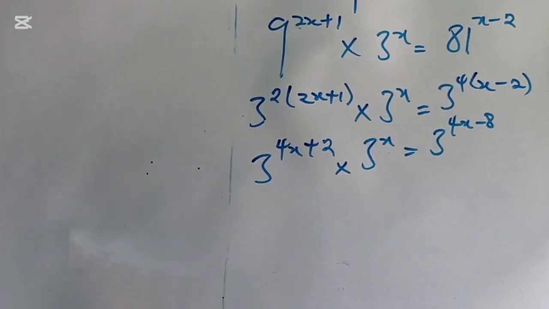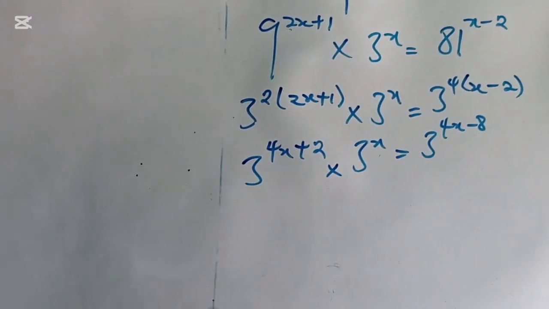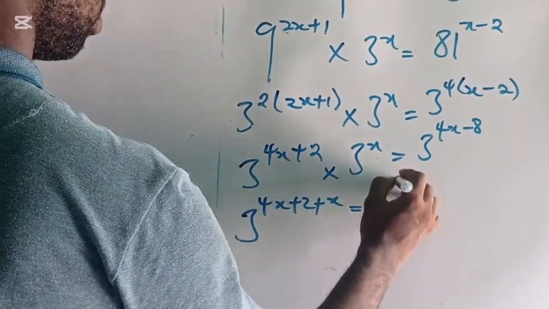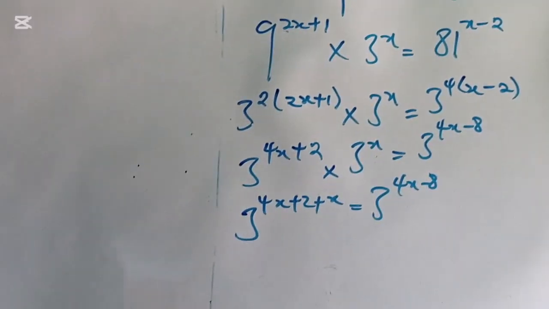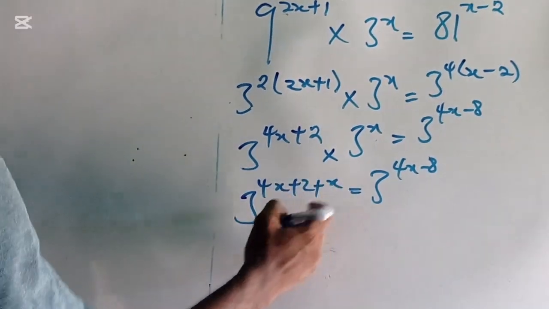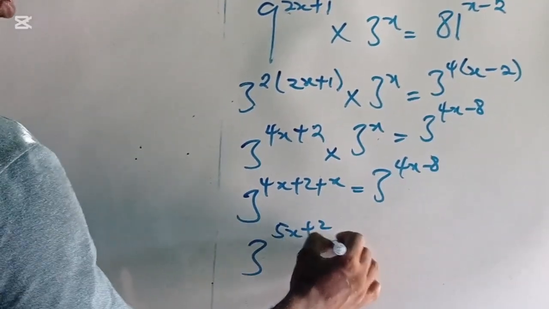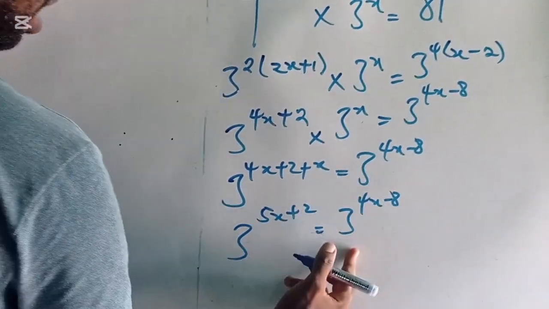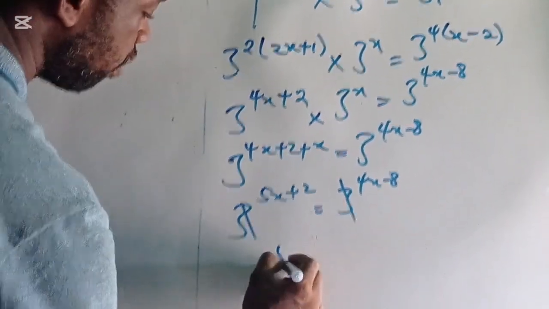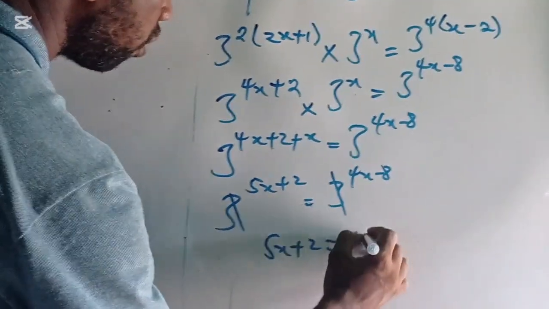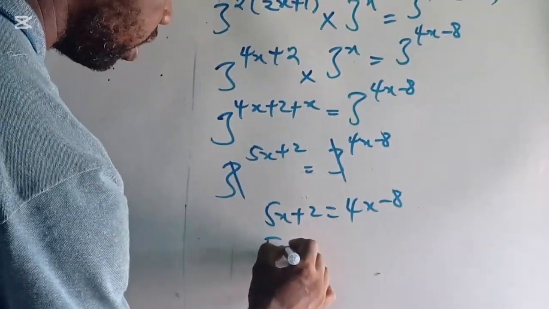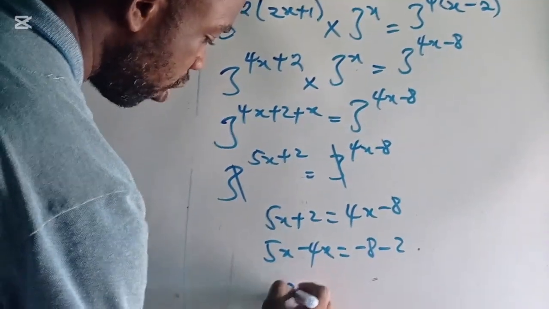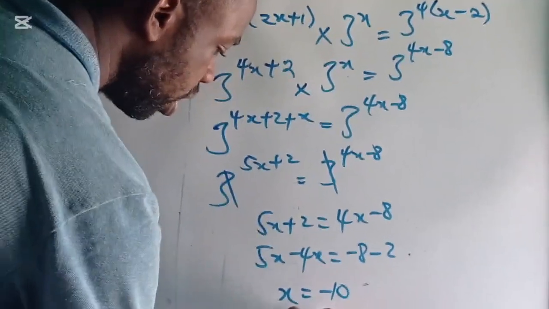Now remember the rule of indices. When we have multiplication, what do we do? We add the powers. So we have 3 raised to the power 4x plus 2 plus x equals 3 raised to the power 4x minus 8. So we collect like terms here. 4x plus x is 5x plus 2 equals 4x minus 8. Since I have a base of 3 on both sides, the 3 will cancel out. So you have 5x plus 2 equals 4x minus 8. 5x minus 4x equals minus 8 minus 2. 5x minus 4x is x, equals minus 10.